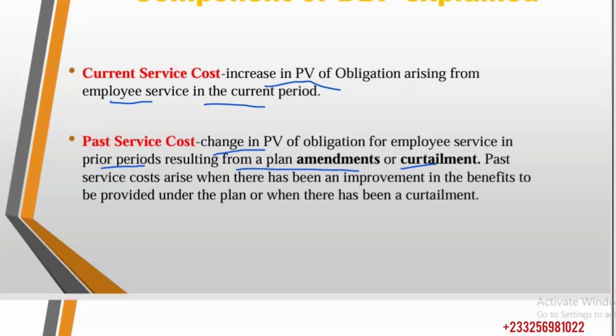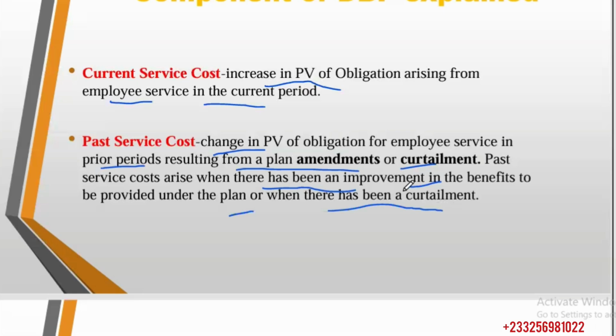Now we will look at them in detail. We look at amendment and curtailment. It says past service costs arise when there has been an improvement in the benefit to be provided under the plan, or when there has been curtailment. So past service costs result from amendment or curtailment. An amendment is a change in the benefit provided under a plan, either an increase or a decrease.